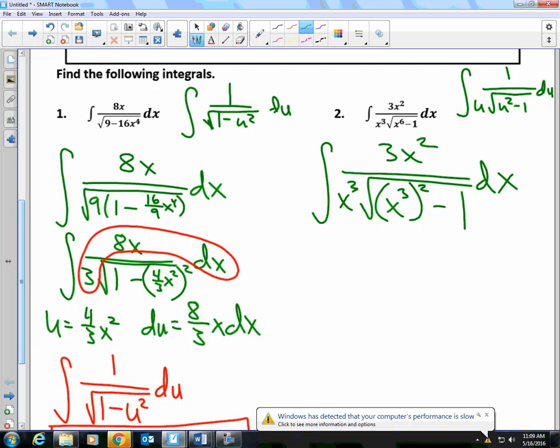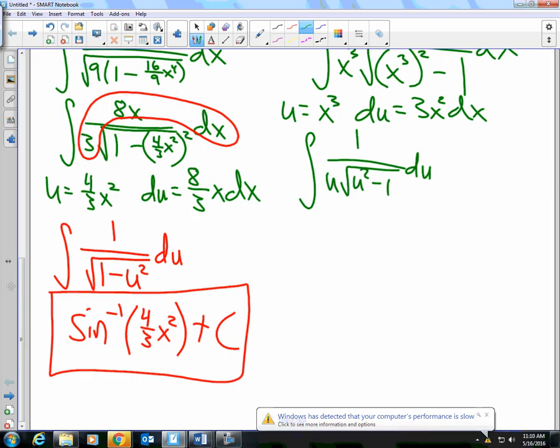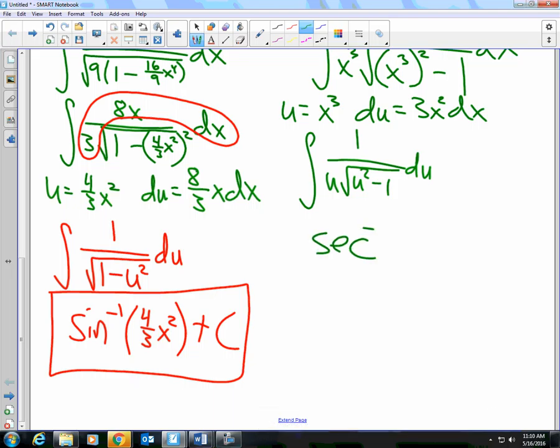Okay, so I have u is equal to x to the third, so du is equal to 3x squared dx. You have a 3x squared dx. You do. So this will get replaced by du. This will be u, and that will be u squared. So we now have the integral of 1 over u times the square root of u squared minus 1 du. What is that antiderivative? Secant inverse of u, which is x to the third plus a constant.